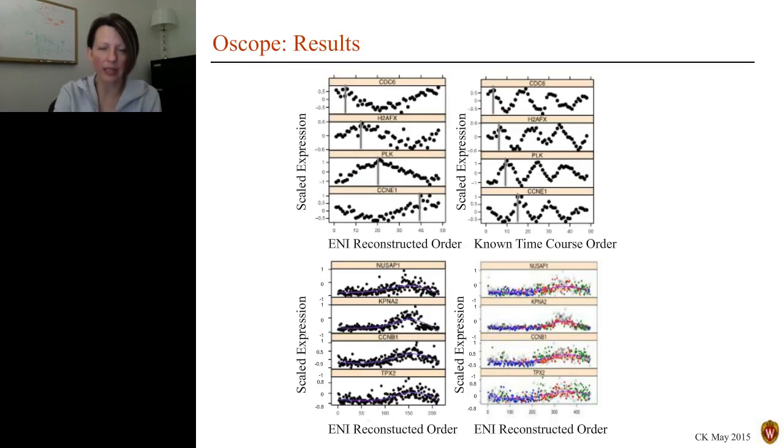A second validation that we did is we had identified a gene cluster that seemed to be involved in cell cycle, because many of the genes were known to be involved in cell cycle, and so we wanted to see if the order that we recovered using Oscope was consistent with cell cycle.